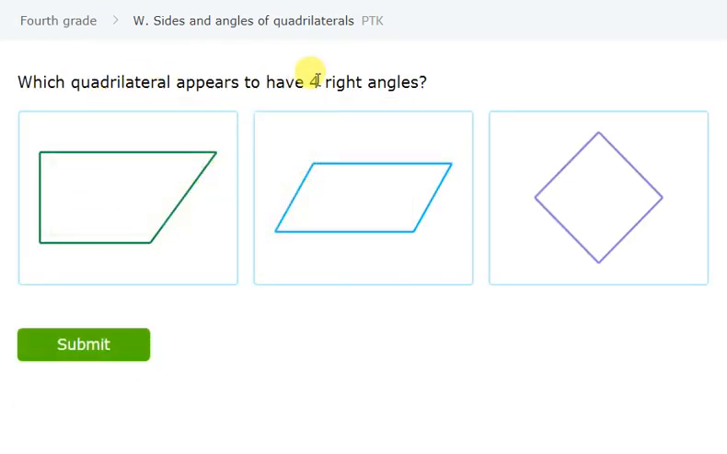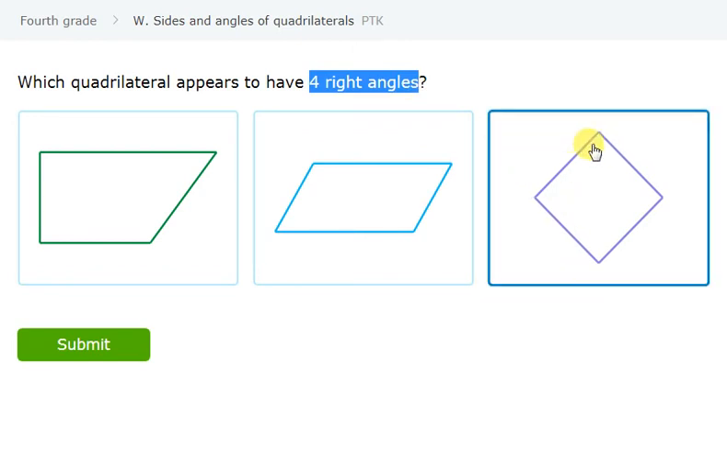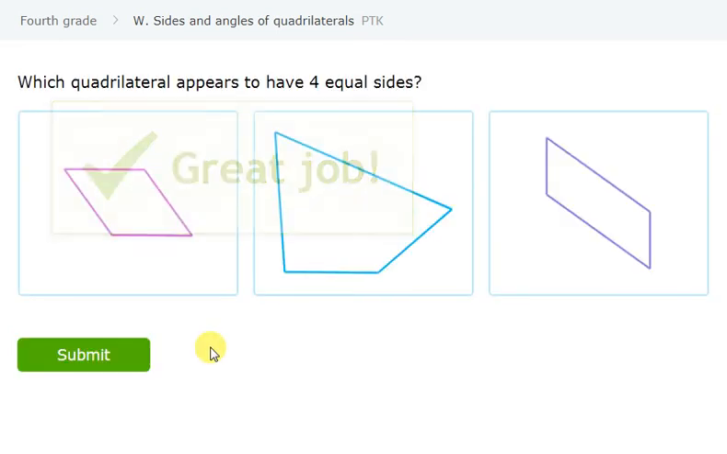Okay, which quadrilateral has four right angles? I hope you know what right angles are. Right angles are like the L shape we have right here. So this is a quadrilateral which has four right angles. 1, 2, 3, 4. If you look at this figure, it has no right angle in it. But if you look at this figure, it has 1 and 2. It has two right angles. But we need to select the one which has four right angles. So this should be the right quadrilateral for this. Great.